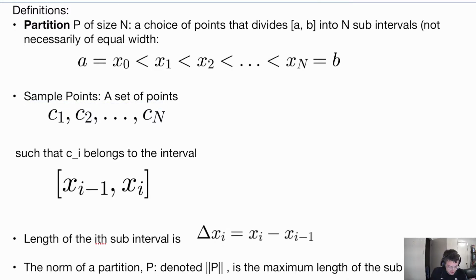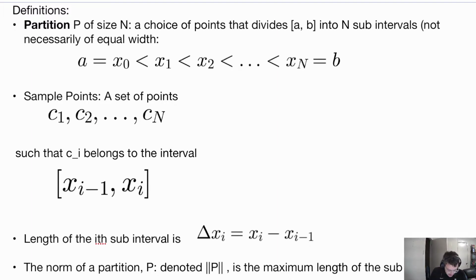Once we have a partition, we can then pick sample points. Sample points are a set of points, C1, C2, etc., where each belongs to the interval between xi minus 1 and xi. What do I mean by that? C1 is some point that belongs to the interval between x0 and x1. C2 is some point that belongs to the interval between x1 and x2, etc.